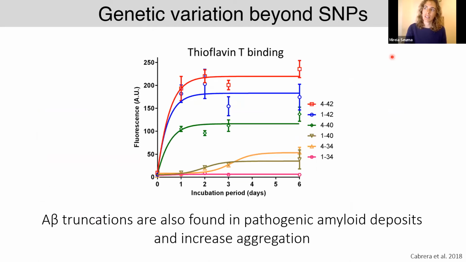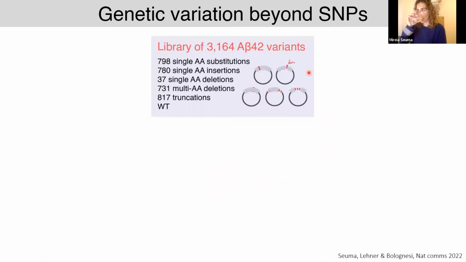And does this matter for A beta? Well, yes, because some of these truncations have also been found in pathogenic amyloid deposits and are known to increase aggregation. And here I'm showing you an example. This is a classic in vitro kinetic study in which aggregation is followed by means of thioflavin T binding. And there's at least one truncation for A beta 42 that increases aggregation. And the good news was that in our assay, we can throw in any type of variants that we want to test. And so this is what we did.